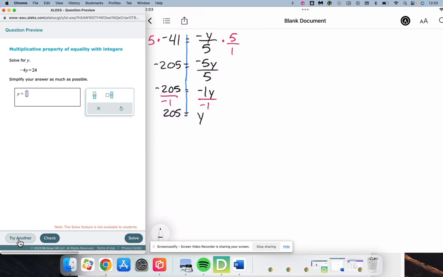That one was a little bit tricky because of that negative in front of the y there. So we do have negative 4y is equal to 24. We see that y is being multiplied by negative 4, so the inverse of that is to divide by negative 4. And what we're going to get is negative 4 divided by negative 4 makes 1y, and 24 divided by negative 4 leaves us with negative 6.